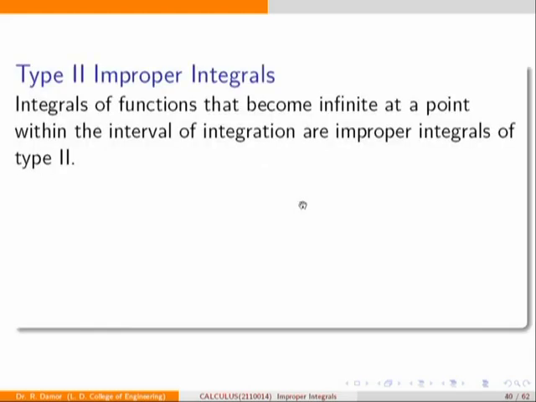Okay, see friends, in this lecture we went through the improper integrals of type 1, and we calculated different types of improper integrals. In the next lecture we will go for the improper integral of type 2. We will check how to handle the improper integral of type 2 on the basis of type 1.